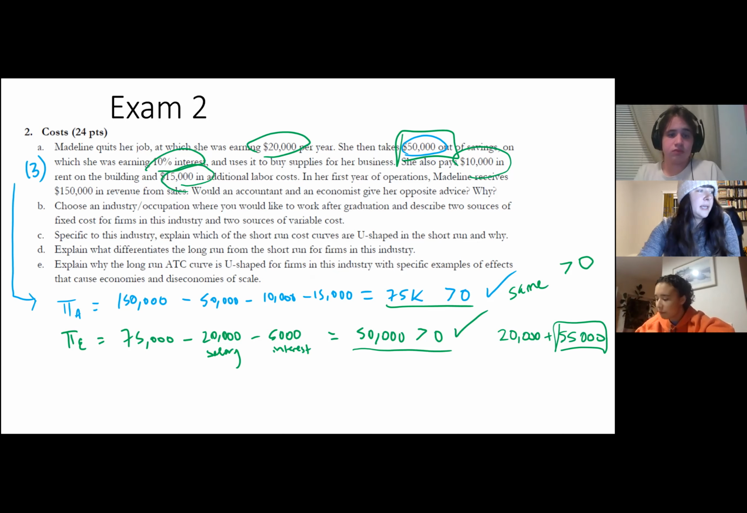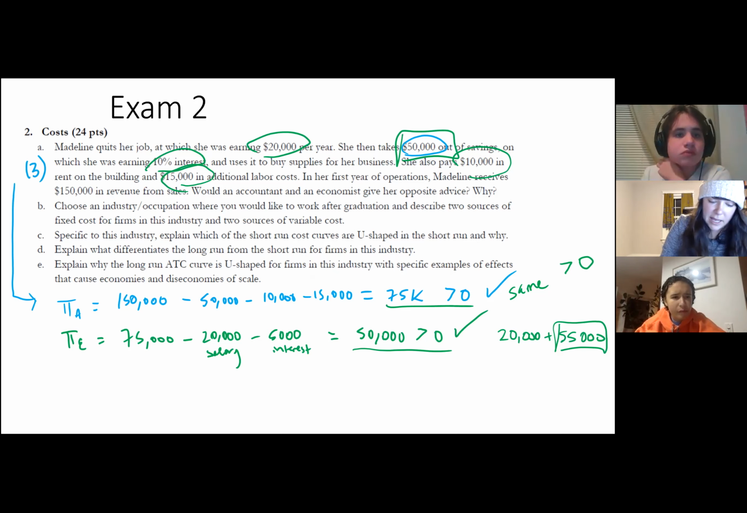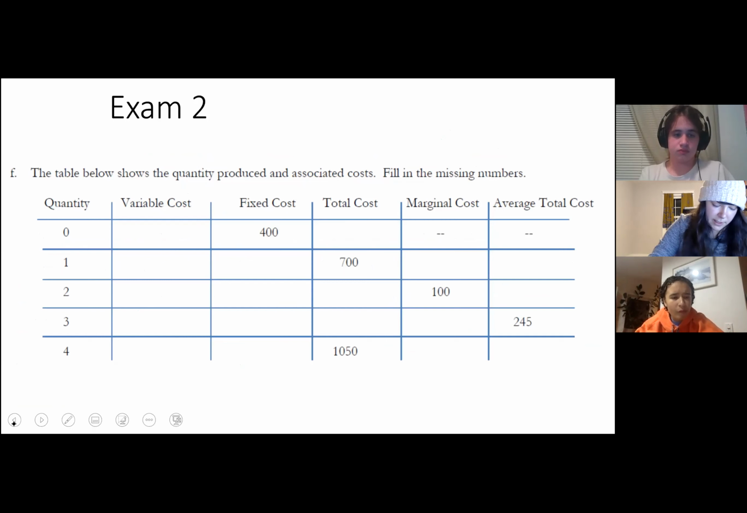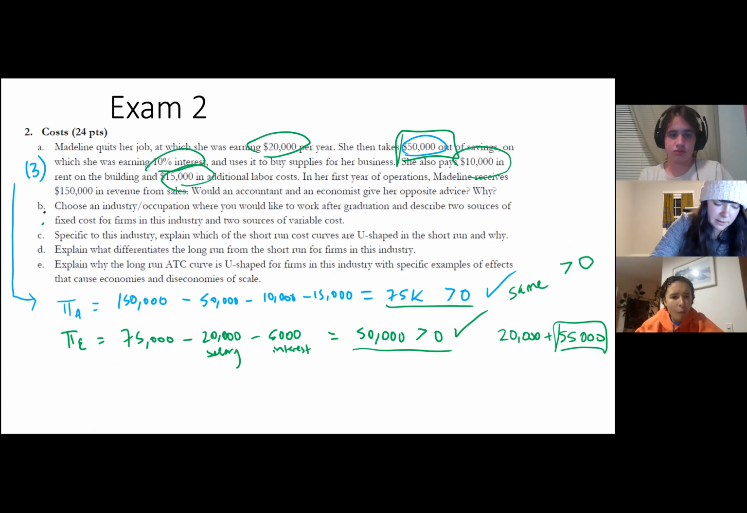So then B, you were choosing an industry where you'd like to work. Lots of great ones: finance, commercial real estate, outdoor trip leading, software development, Ben & Jerry's, dentist, vet, surgeon, sports marketing, garage door company, sugar, lawyer, great stuff. And then 2 sources of fixed costs and 2 sources of variable cost. B was worth 4 points, 2 each for each of the 2 types of costs.